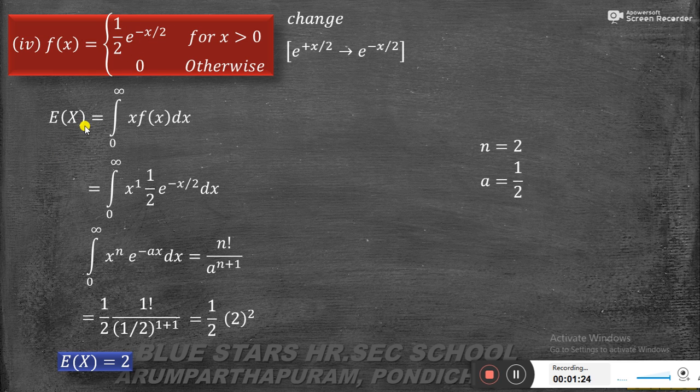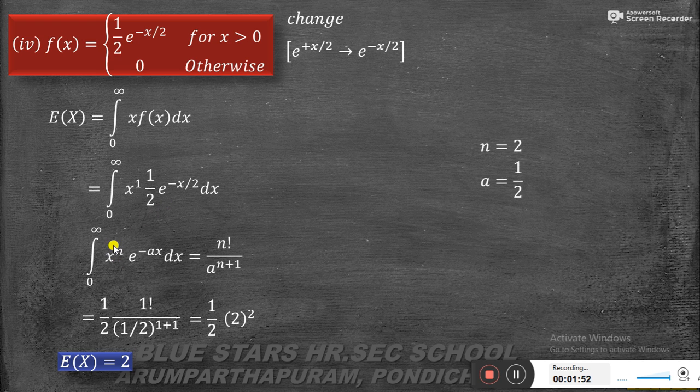So E of x, the formula is integral minus infinity to plus infinity x f of x dx, which is integral minus infinity to 0 of x f of x dx plus integral 0 to infinity of x f of x dx. From minus infinity to 0 the function value is 0, so that integral vanishes, plus integral 0 to infinity x into f of x, where f of x is 1 by 2 e power minus x by 2 dx.